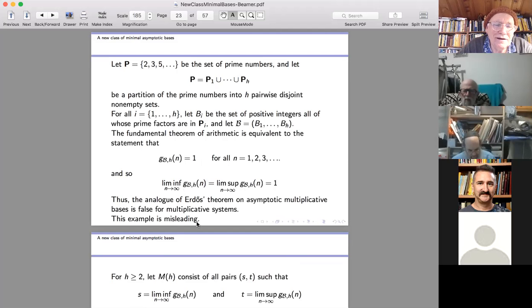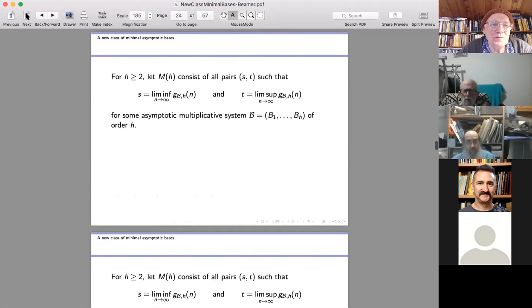But the example is misleading, right? And I know because I talked to Erdős about this. Erdős was misled by this example. He looked at this and he stopped. So let's look at this a little bit more carefully.